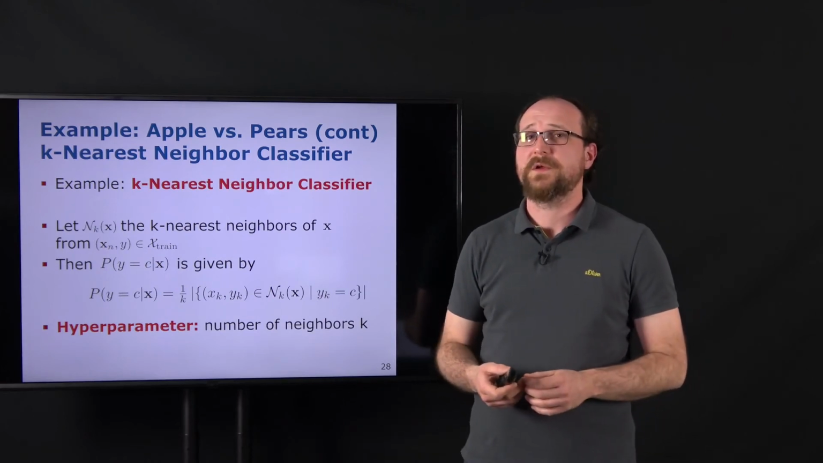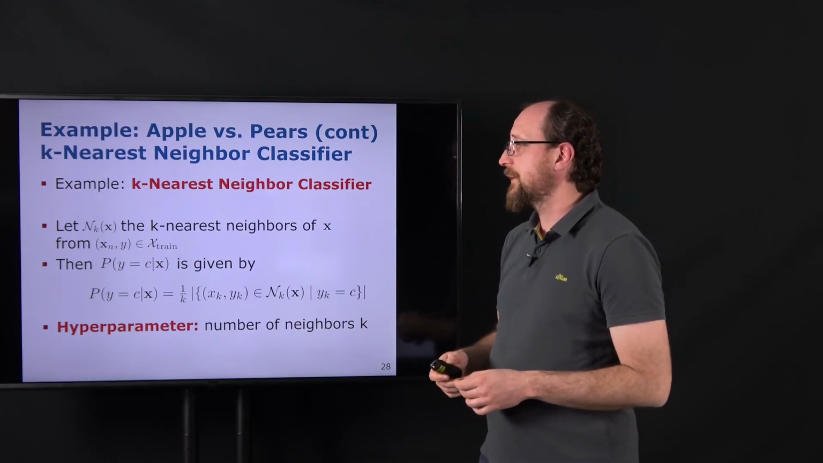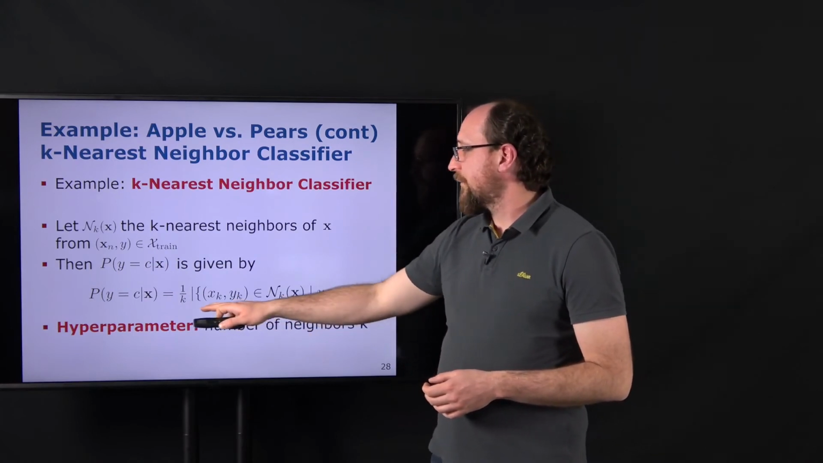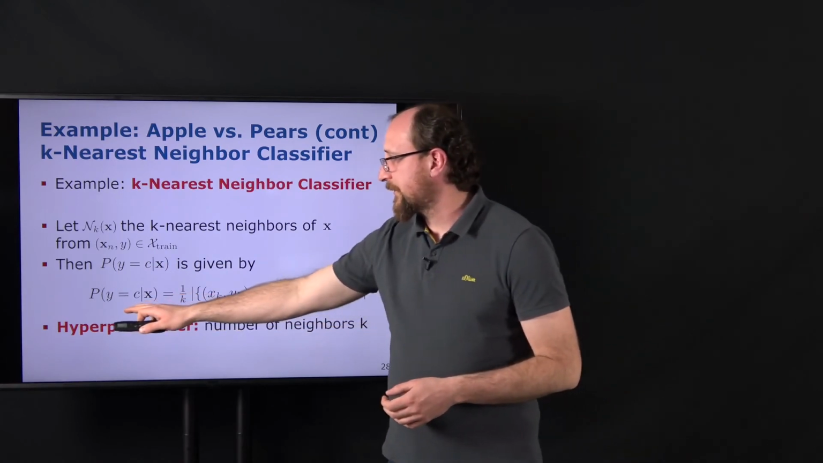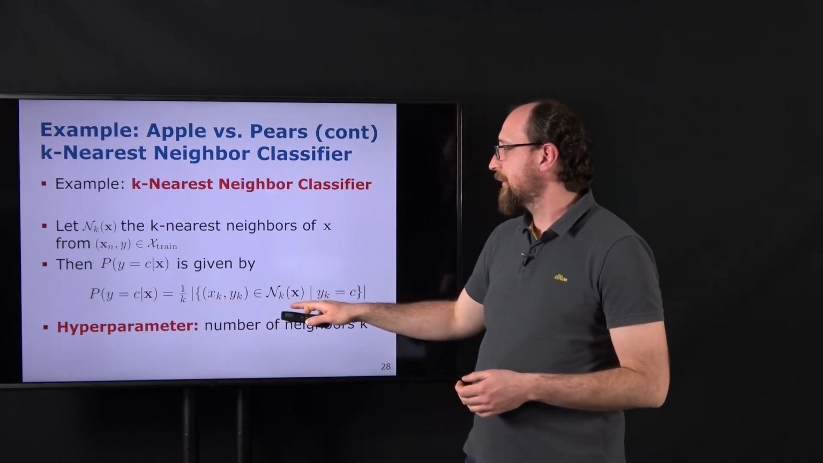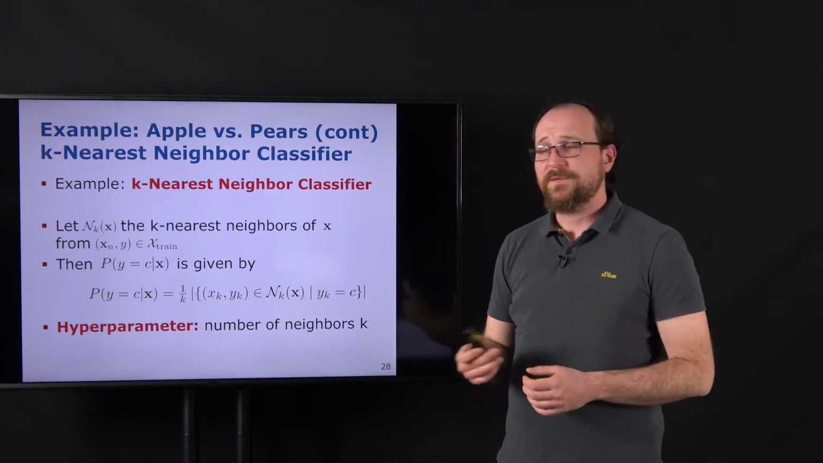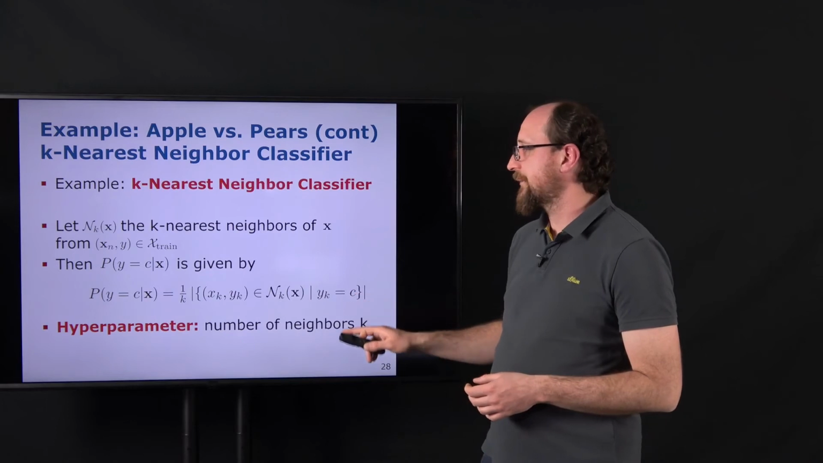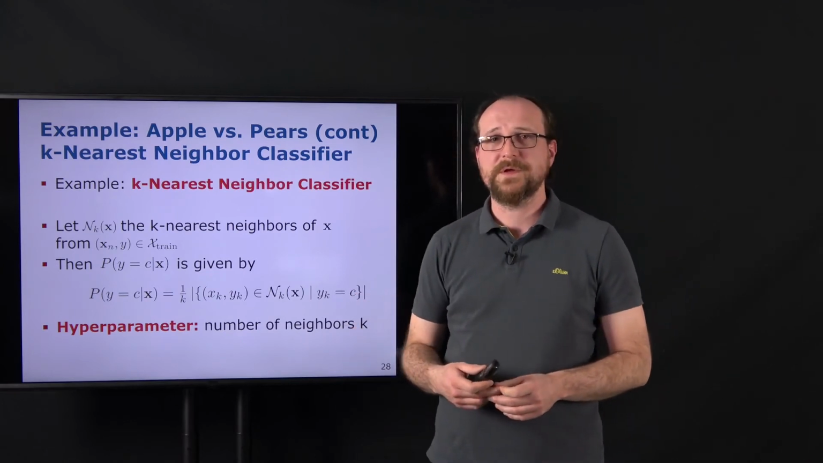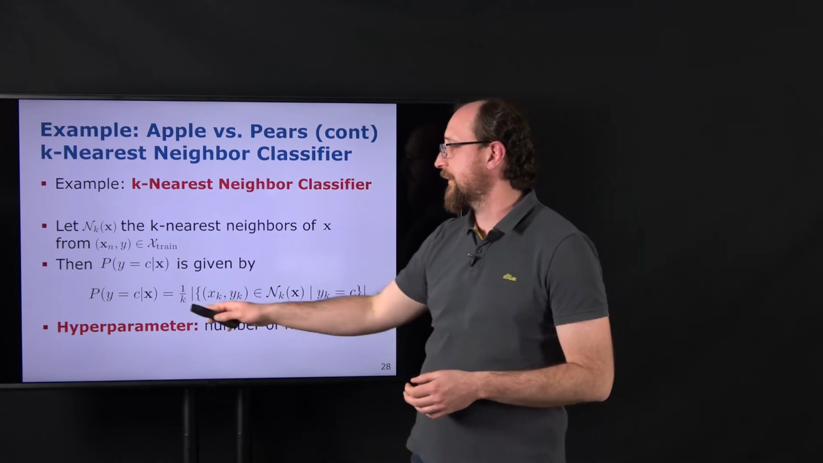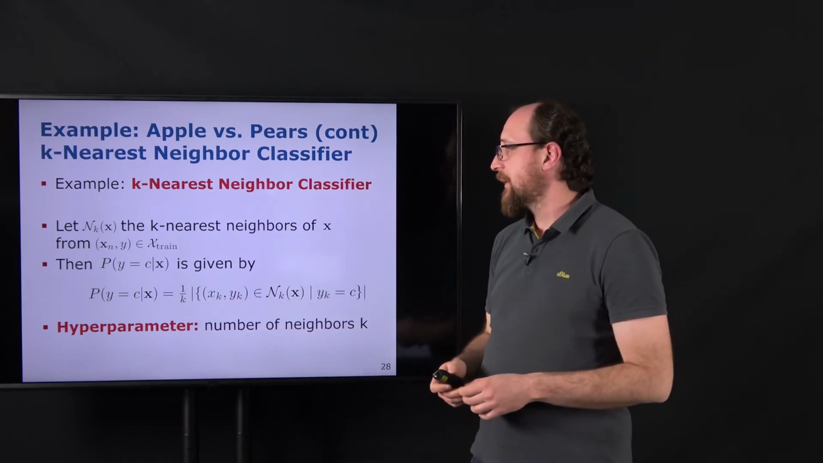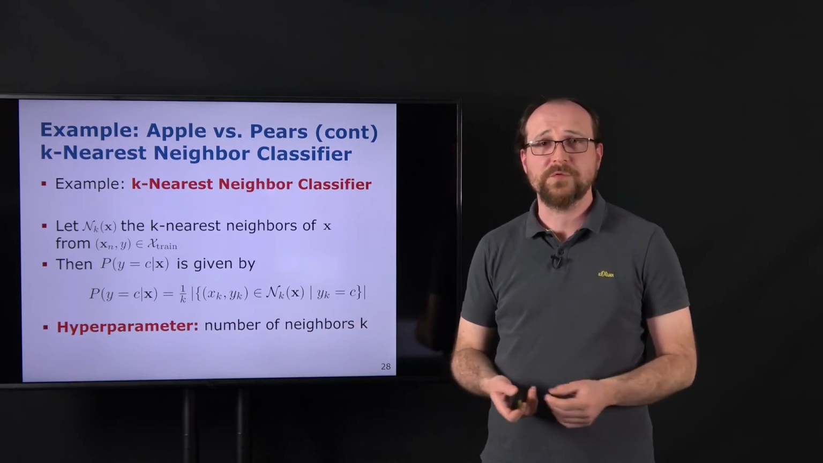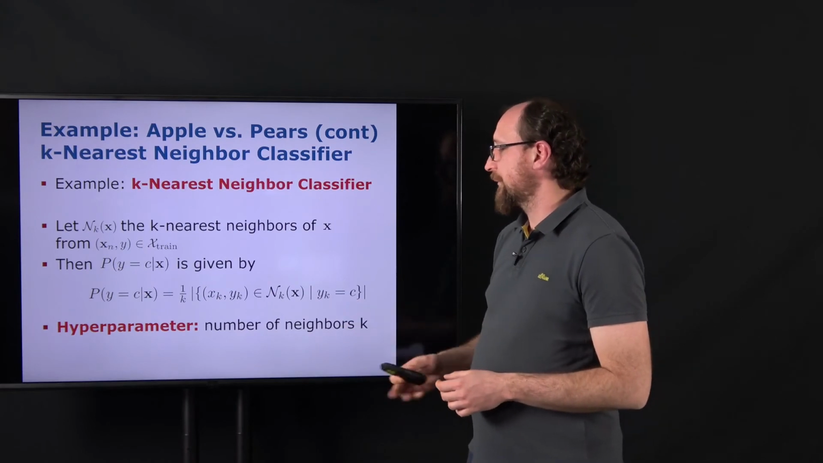And then when we look at a probabilistic model, we can give the probability for a certain class by this equation. For a certain class C, we look over all neighbors in the surrounding of the given x and count how many of them have the class C. And then to make a valid probability distribution out of this, we have to divide it by k. And in this example, the hyperparameter that we have to choose is the number of neighbors, k.